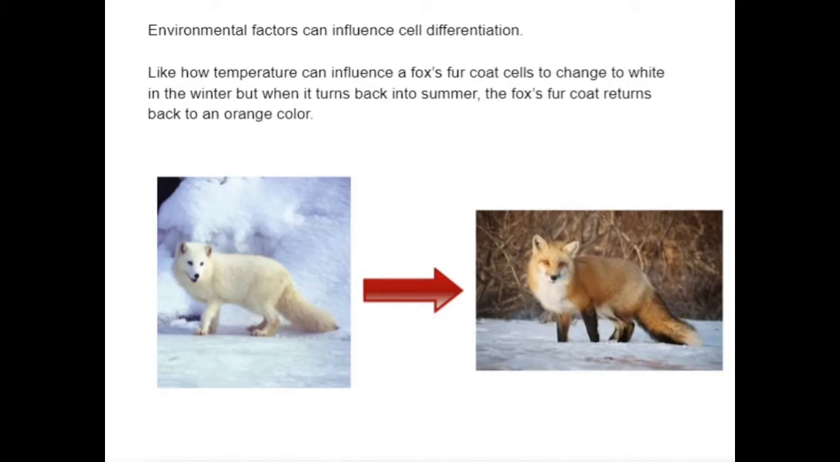Environmental factors can influence cell differentiation, like how temperature can influence a fox's fur coat to change to white in the winter, but when it turns back into summer, the fox's fur coat returns back to an orange color. Cell differentiation is cool and important, but it starts with stem cells, which involves DNA, which goes back to the point, DNA replication.